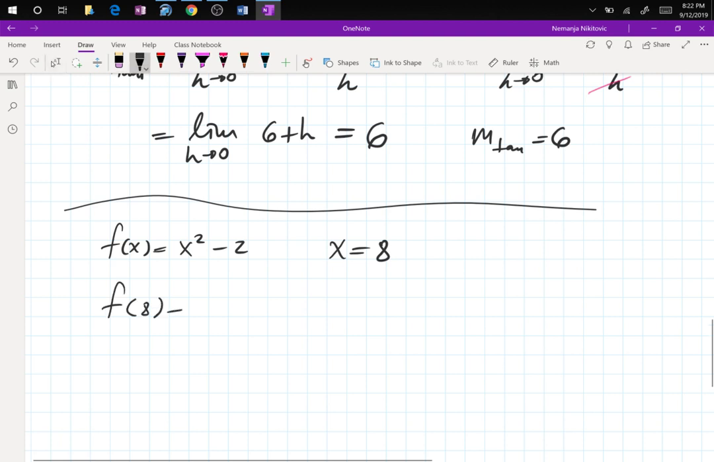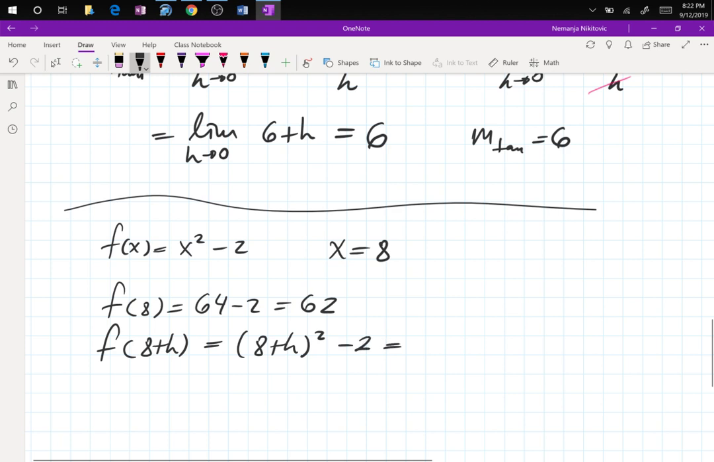F of 8 is 64 minus 2, which is 62. F of 8 plus h is going to be 8 plus h squared minus 2, which is going to be 64 plus 16h plus h squared minus 2, for a total of 62 plus 16h plus h squared.